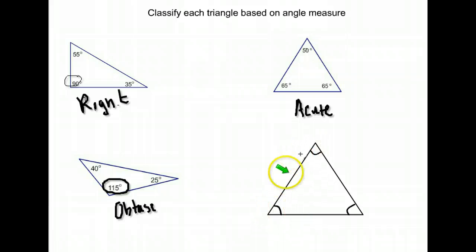And finally, here we have our triangle. Notice we have markings here. Do you remember what those markings mean? Remember, it means congruent. So all three congruent angles makes this an equiangular triangle.